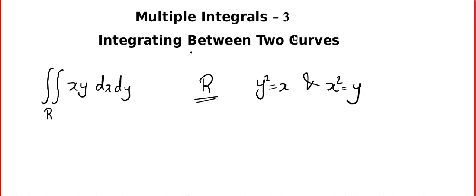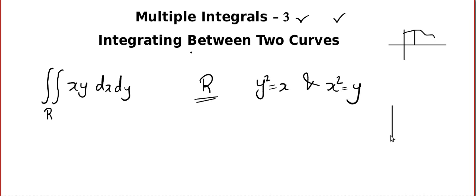Okay, in multiple integrals 1, we learned how to find the limits. In multiple integrals 2, we learned how to evaluate integrals. But in both, the limits were kind of easy to evaluate because they were associated with the x-axis. So in most of the cases you got the limits like 0 to something.